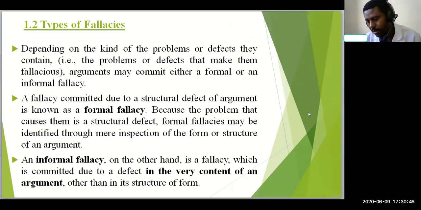Now we have seen what fallacy is. Fallacy is a pretension, it is a defect, it's a flaw, flawed reasoning, false reasoning, by simply instigating our emotion and our psychology so that they commit fallacy. The types of fallacy: fallacy can, in general, be either formal fallacy or informal fallacy.